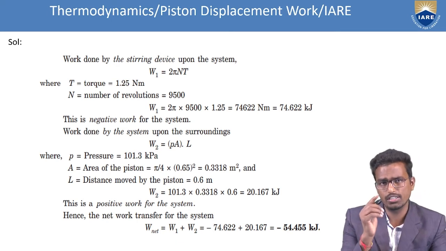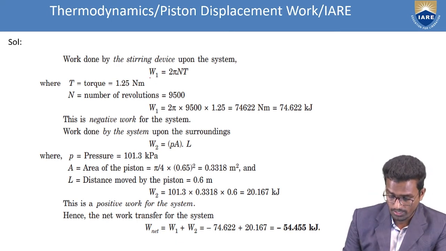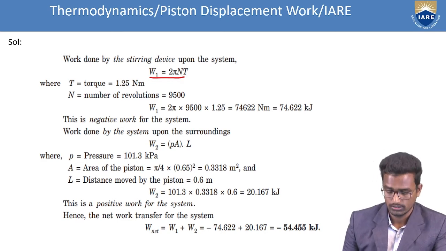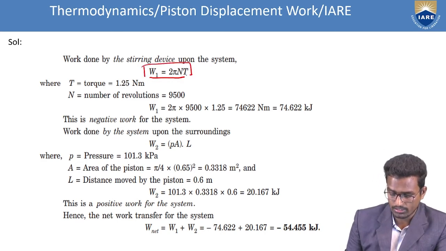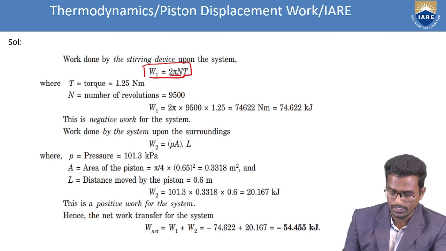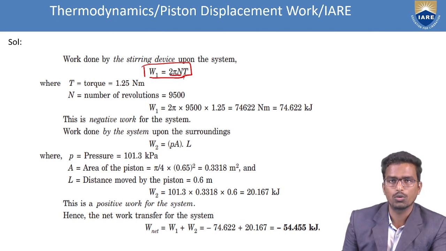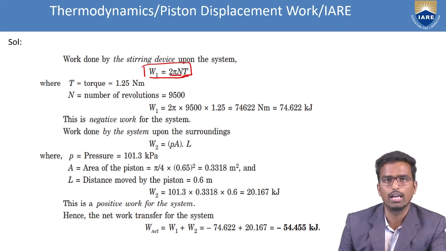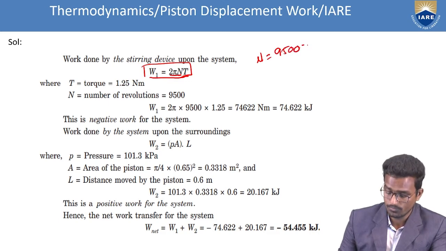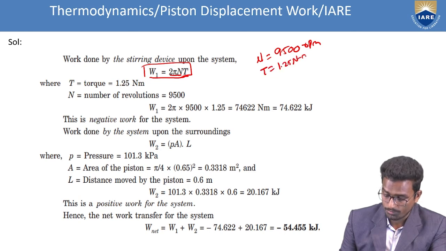Okay, first we have to consider the steering system condition. The work done by the steering system is W = 2πnT. That is the standard formula for work done by the system, where n is the angular velocity and T is the torque acting on it. It is given that n is 9500 rpm, and the torque given is 1.25 Newton meter.